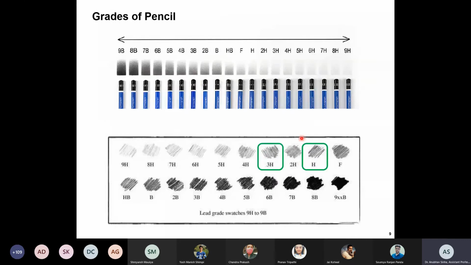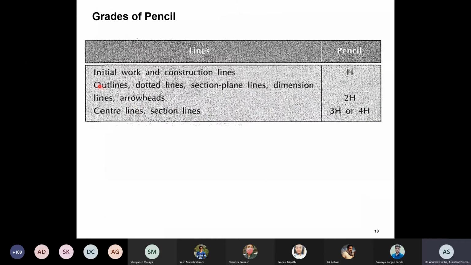So generally what you will do is you will initially construct lines using H. On top of that, you will make the final drawing using 3H. So first make the initial construction line for your geometry as well as for your projection or dimension lines. Finally, on top of that, you can make one darker line using different pencils. Sometimes people also use HB pencils, but that's the idea.